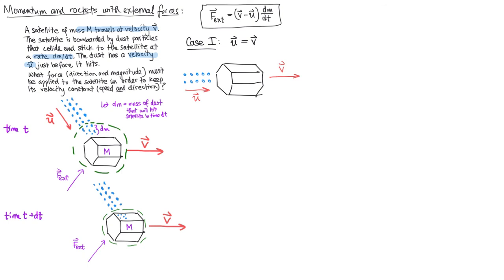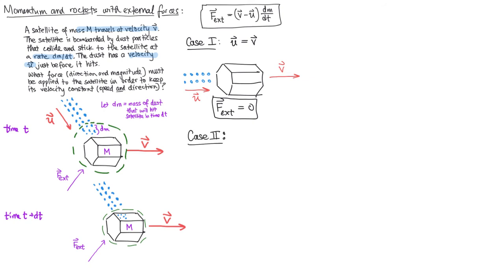Well, does that make sense? Yes, it does, for the following reason. If the dust and the satellite are moving at the same speed, then the dust will never hit the satellite. So there's no need to apply any external force because the mass of the satellite is not evolving in time. There's no collision to speak of. So here, F external is equal to 0. We do not have to push to keep the satellite moving as it was moving before. There's nothing that's trying to change the motion of the satellite. Okay, so that case is pretty straightforward.